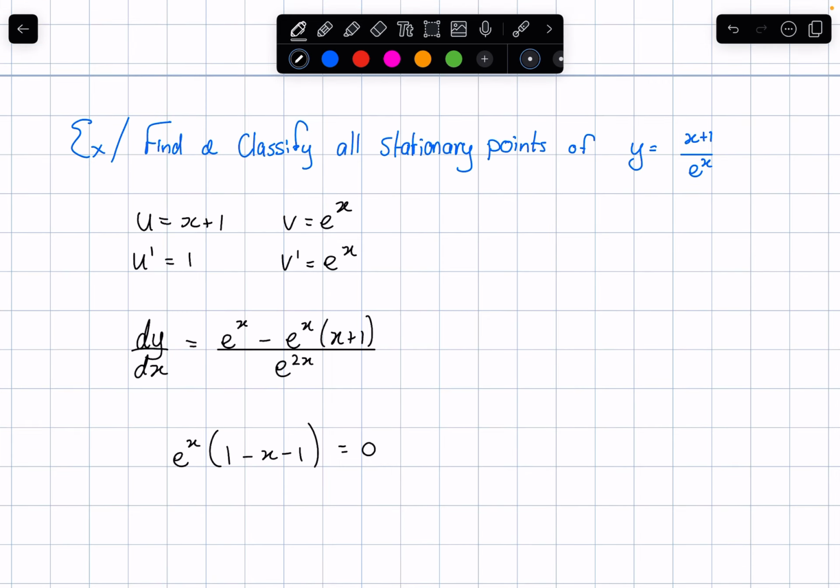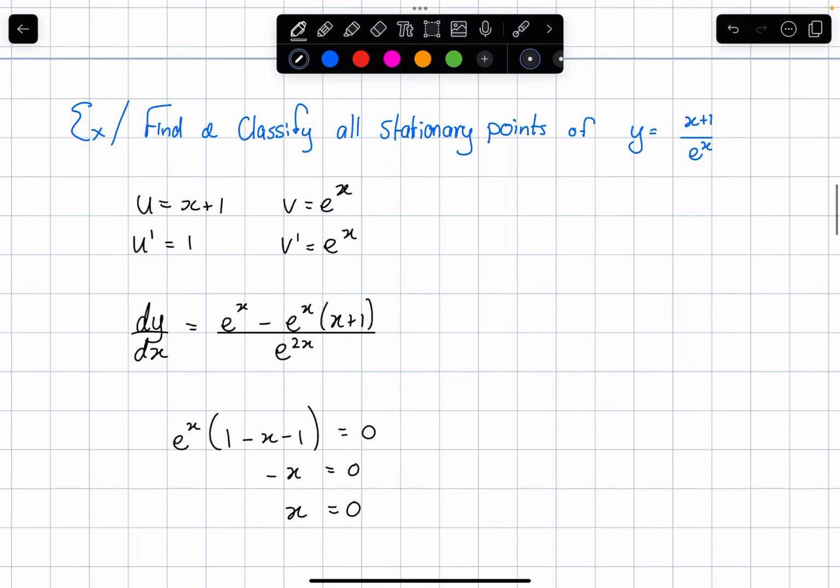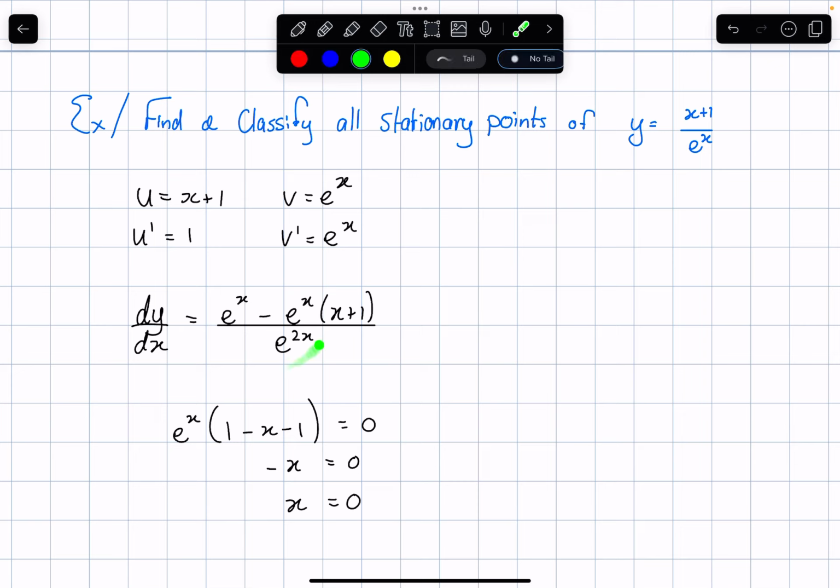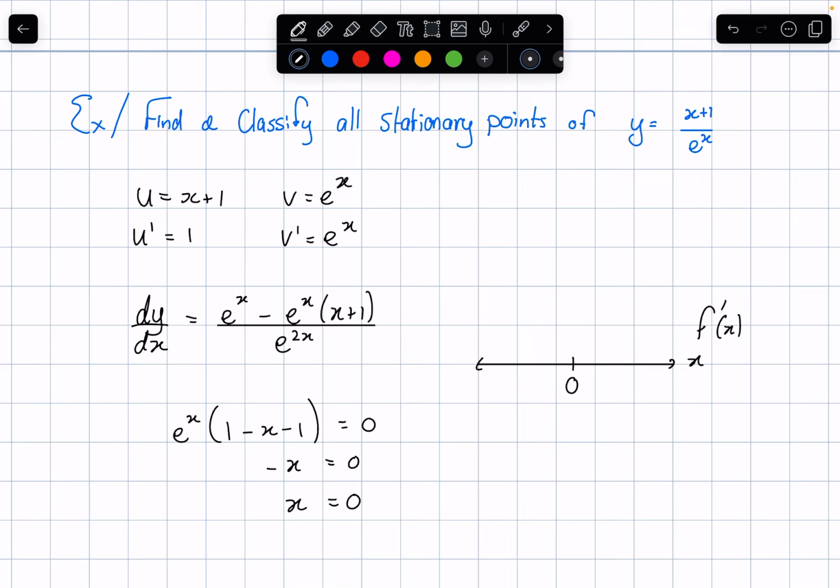So e to the x can never equal 0. Okay, so we ignore that using our null factor law. On the inside, I got 1 minus 1, which is 0. So negative x equals 0. So x is 0. Now that's an x-intercept. Now to find an asymptote, e to the power of 2x will never equal 0. All right, so there is no asymptote there, so I can just ignore that side of it. So let's now draw my sign diagram, and it's a nice easy one because I've just got one value for x there. This is f dash of x, and I've got my x-axis there.